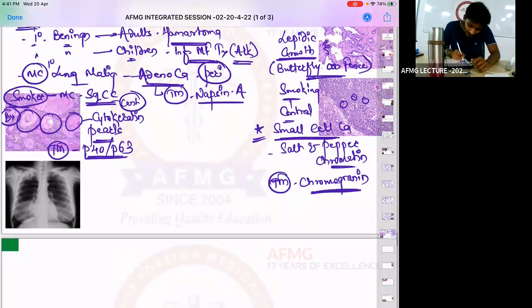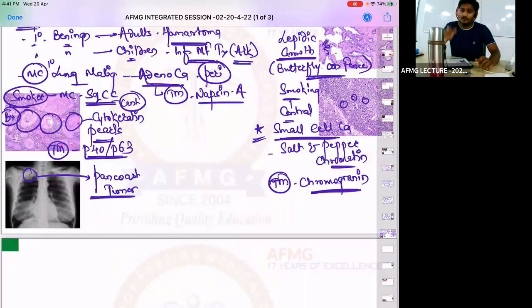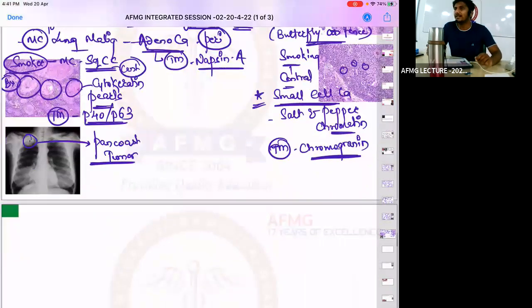Okay? Now here I am having a tumor which is involving the lung apex. A superior sulcus tumor involving the lung apex is called a Pancoast tumor, and it will compress the cervical sympathetic chain. As it compresses the cervical sympathetic chain, it can cause which syndrome?